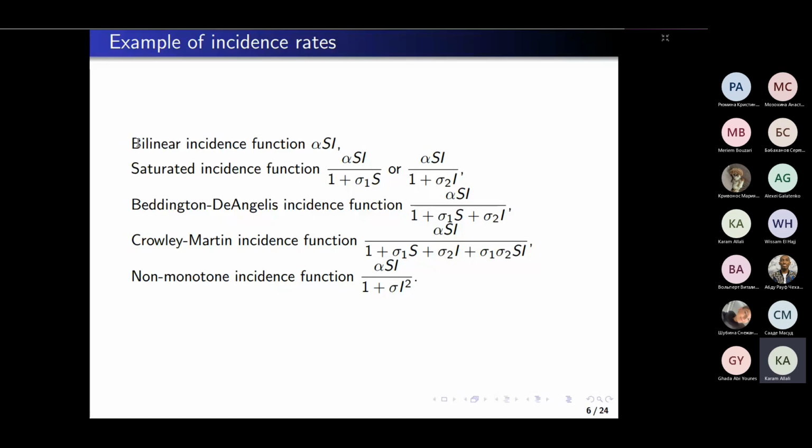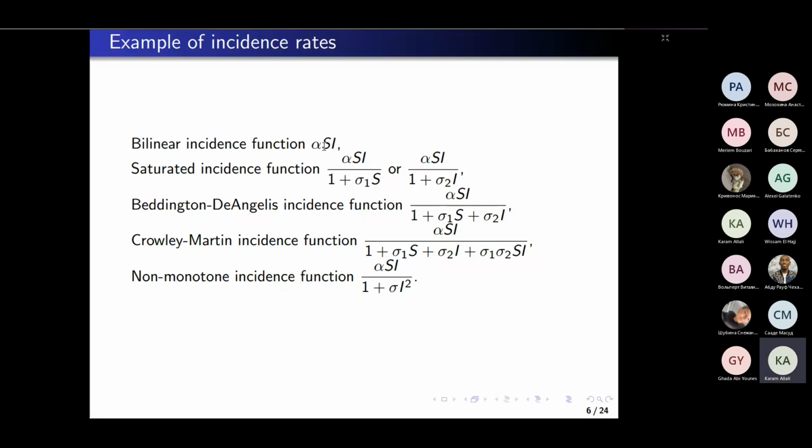The simple incidence rate we call the bilinear incidence function. It is alpha multiplied by S multiplied by I. I think it is the first. We find it in the first epidemic model suggested by Kermack and McKendrick in 1927.